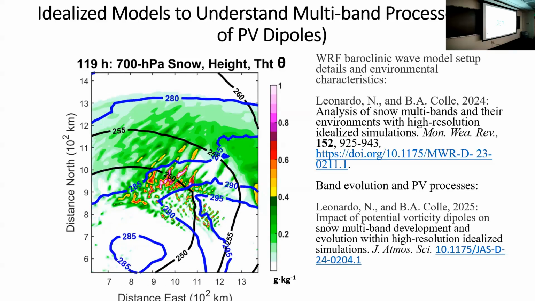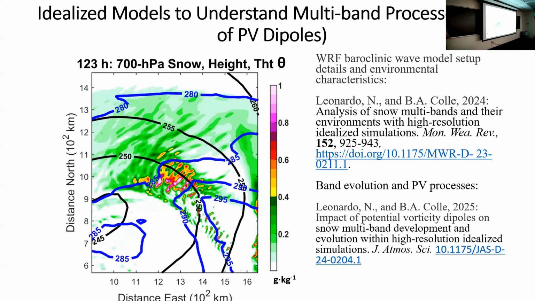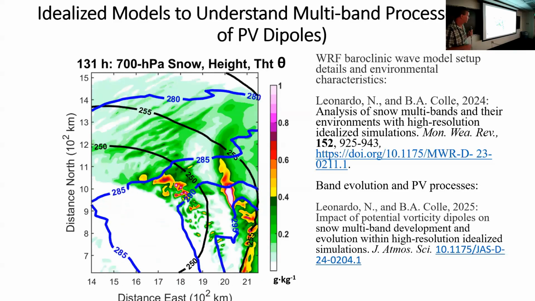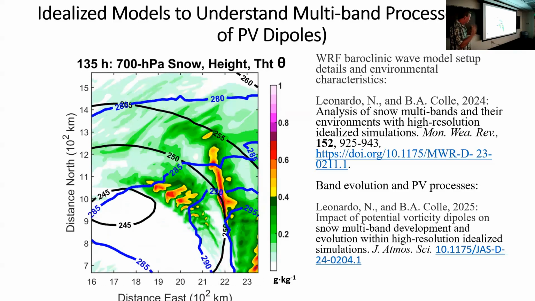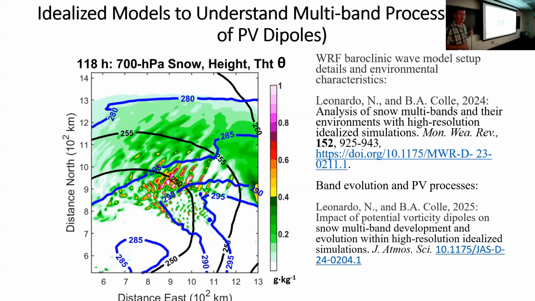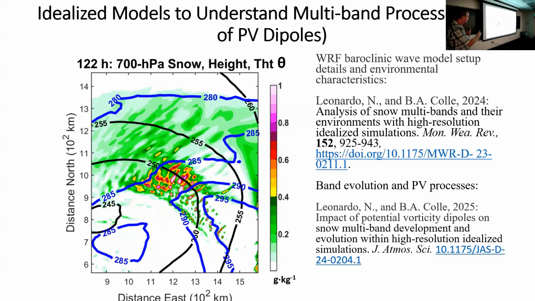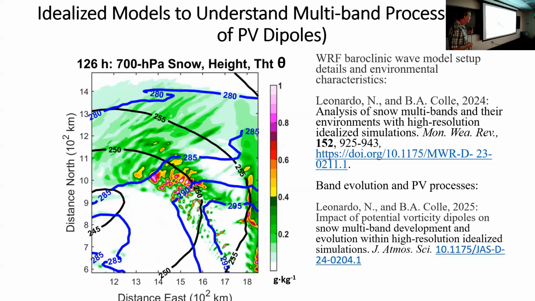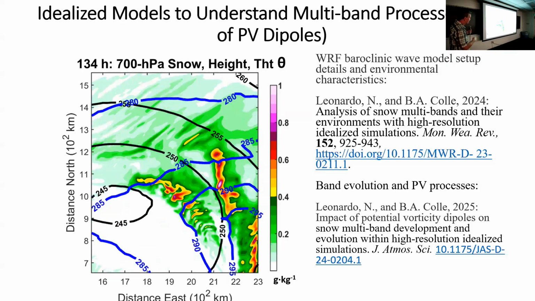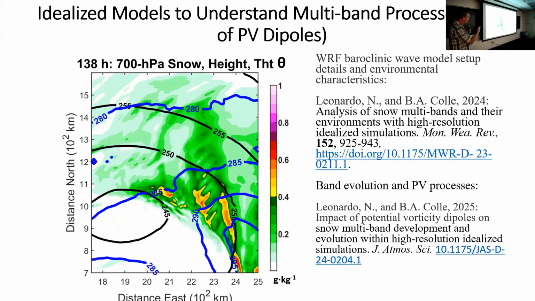What we have done, Nicholas Leonardo, my other postdoc, has been working hard at looking at these, what we call PV dipole structures. So I'm going to end my presentation talking about a new theory for these bands that hasn't been proposed before. He did idealized baroclinic wave model simulations, and we're following the cyclone, looking at these bands that are forming.